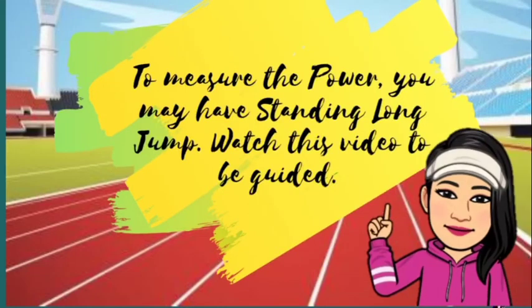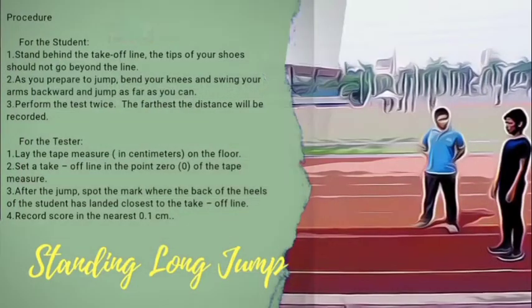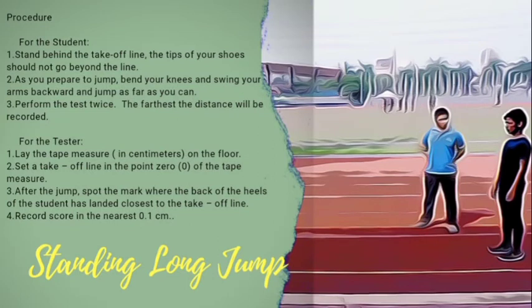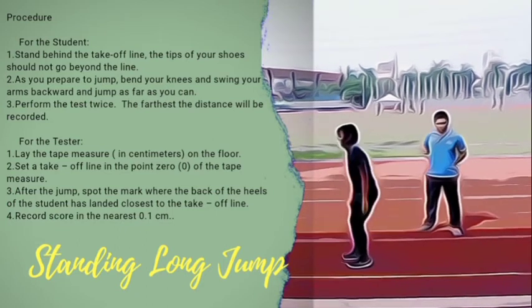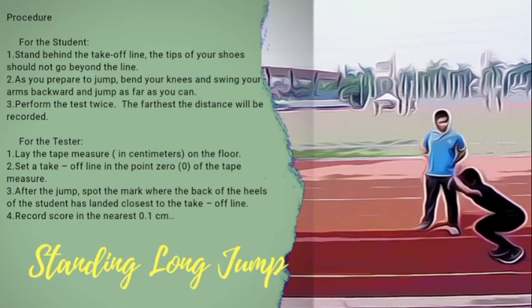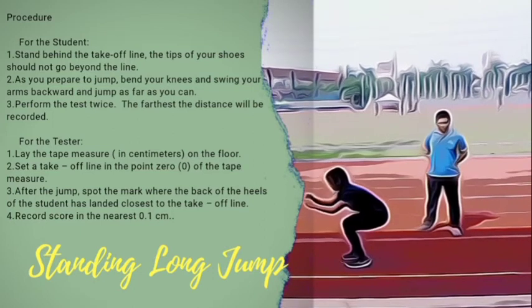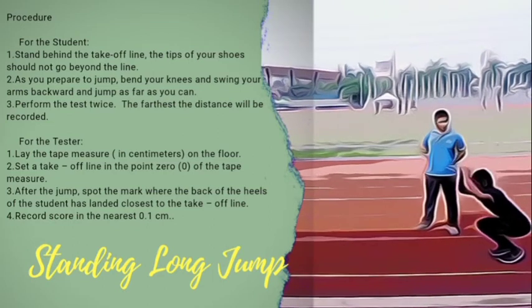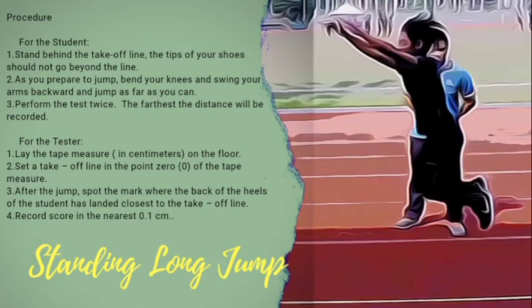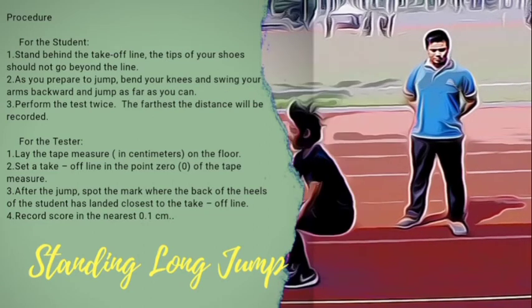To measure the power, you may have the standing long jump. Watch this video to be guided. For the performer, stand behind the take-off line with feet parallel to each other. The tips of the shoes should not go beyond the line. Bend knees and swing arms backward once, then swing arms forward as you jump, landing on the balls of both feet. Try to jump as far as you can. Do not control the momentum of the jump, continuously move forward.